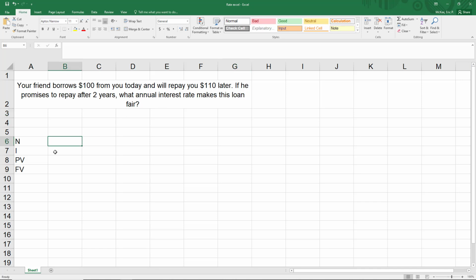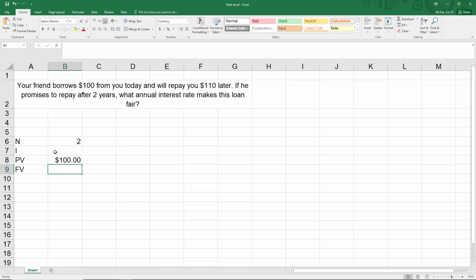To get started for any time value of money question, it's best to convert this verbal description into the numbers of our required variables. So our friend is going to pay us back in 2 years. Therefore, the loan has 2 periods. Our interest rate is what we want to find. We're going to leave that alone and come back to it. Our present value is going to be the amount of money today. That's the $100. And the future value is the amount of money in the future.